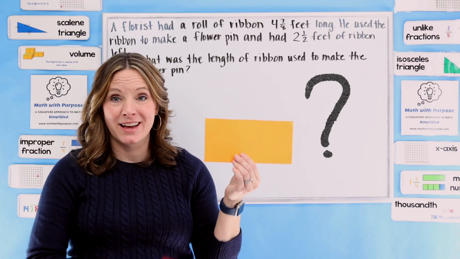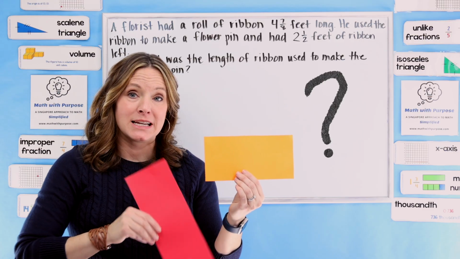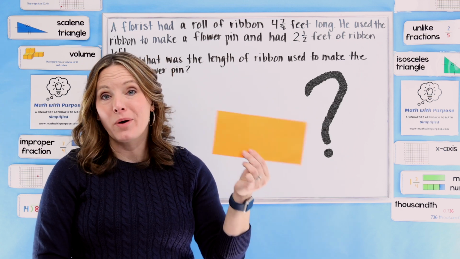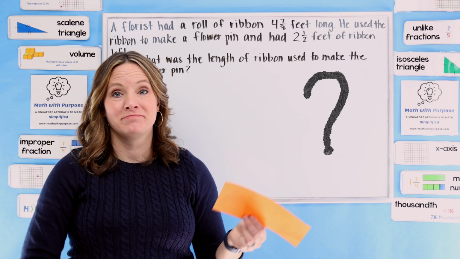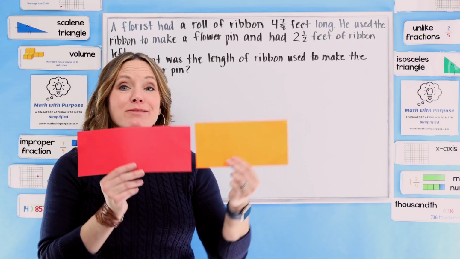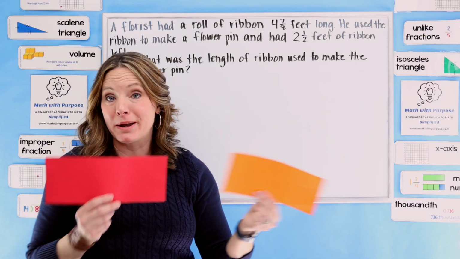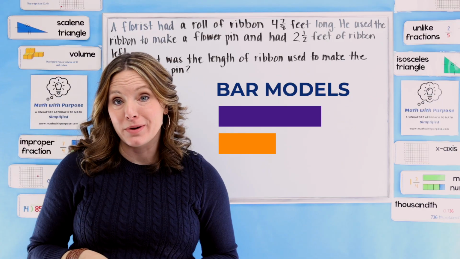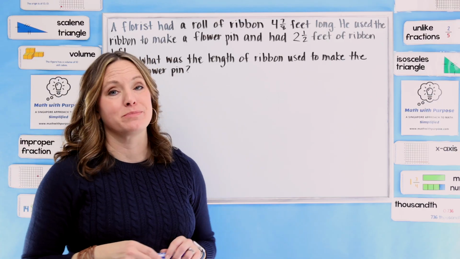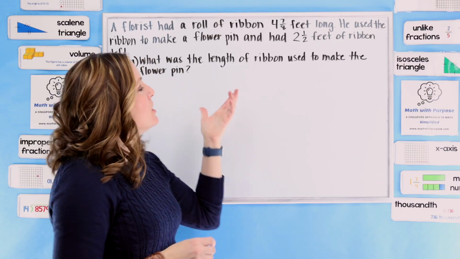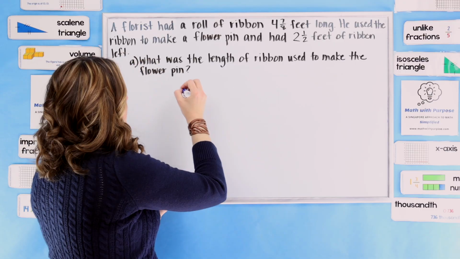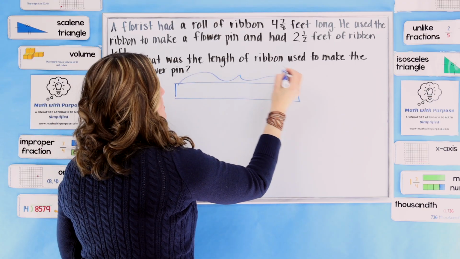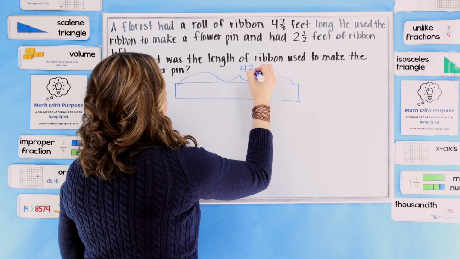What operation does a whole, removing a part and having a part left, what operation does that represent? Subtraction, right? And we were able to act it out using our paper strips and thinking about it. We can use our visual models to now draw a bar model and show our students how they can represent it if they don't have the paper strips. So we're going to take what we know, again, that he had a whole roll of ribbon. That whole roll of ribbon was 4 7/8 feet.